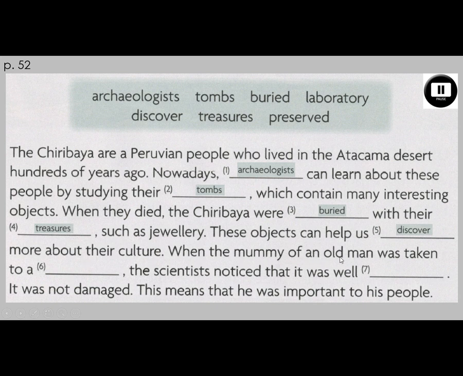When the mummy of an old man was taken to a laboratory, the scientists noticed that it was well preserved. It was not damaged. This means that he was important to his people.